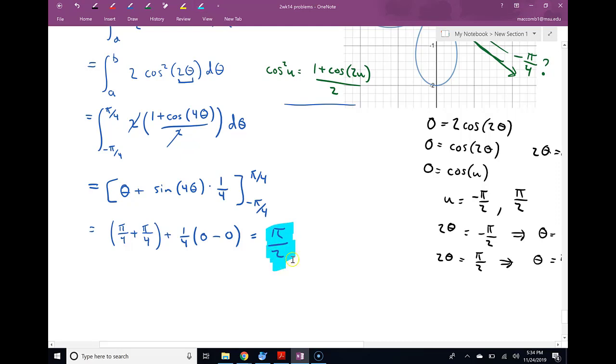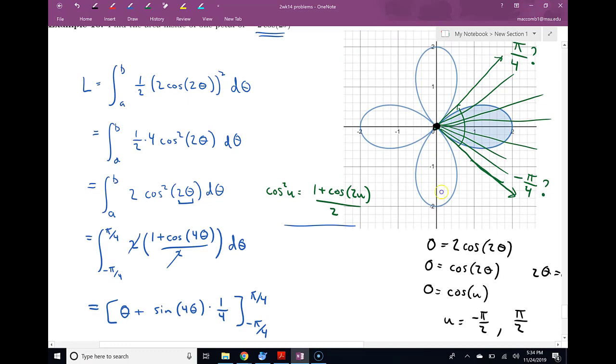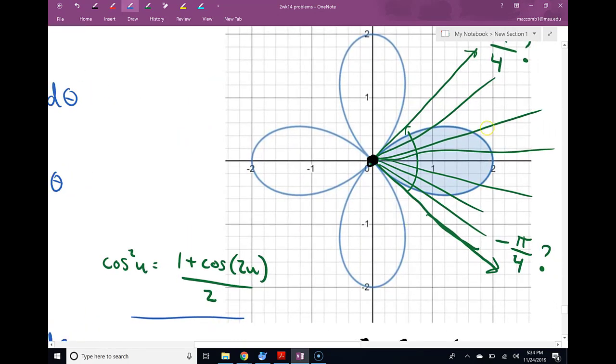Just as before, let's think about whether that's reasonable or not. Pi is around 3.14, so this is approximately 1.57. If I go over here and look at this, here would be a rectangle with area of 2, or thereabouts. So this seems like it's less than that. 1.57, it's not terribly less than that. So yes, this seems reasonable. Pi over 2 seems like a good answer to me.